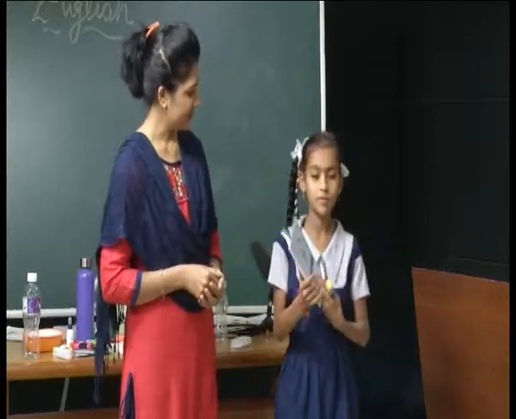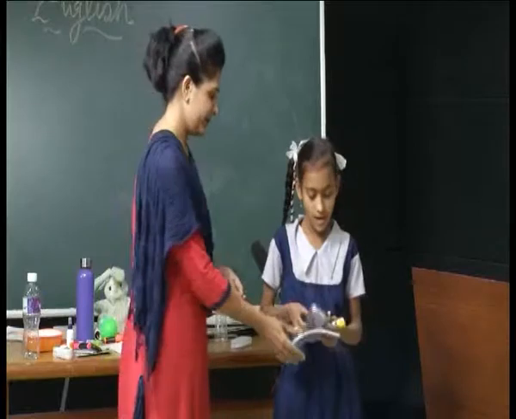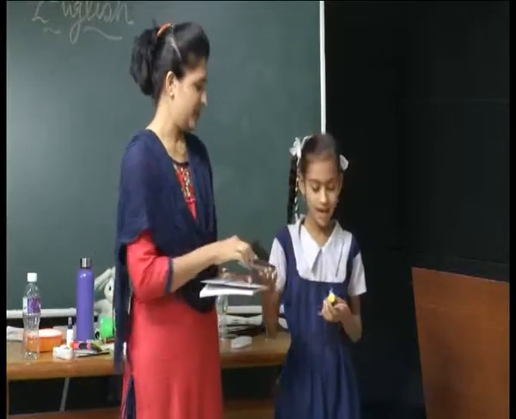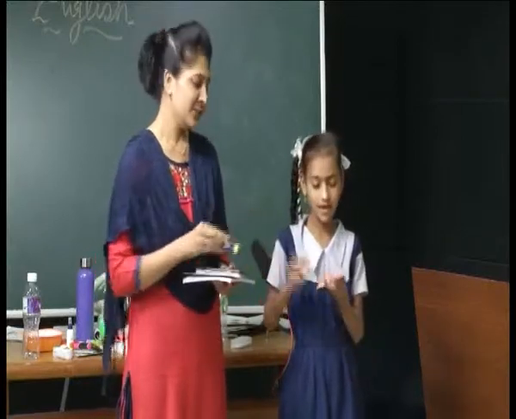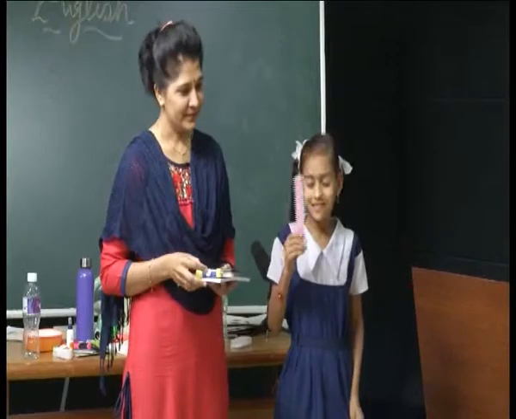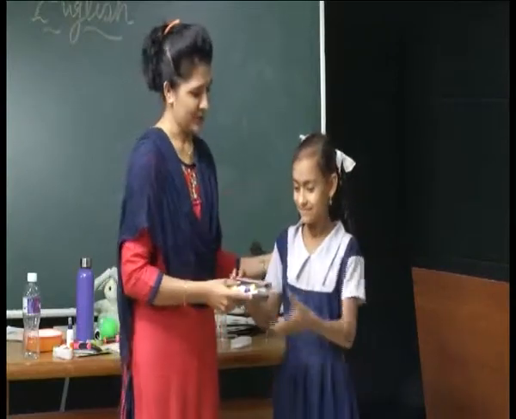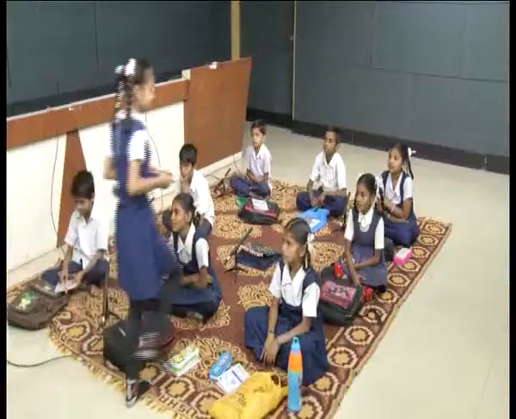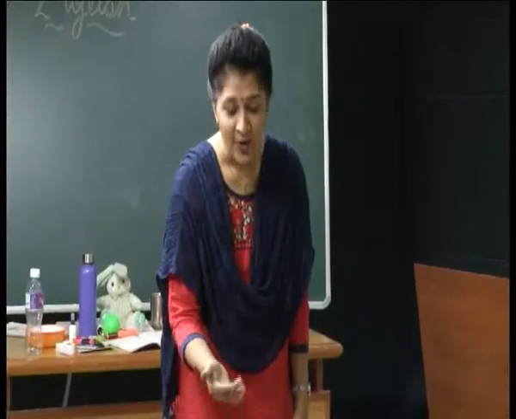I have a notebook. This is my notebook. Very good. I have a compass. This is my compass. Very good. I have a fire stick. This is my fire stick. Very good. I have a scale. This is my scale. Very good. Okay, now tell me, what is your name? Pooja, what do you have?